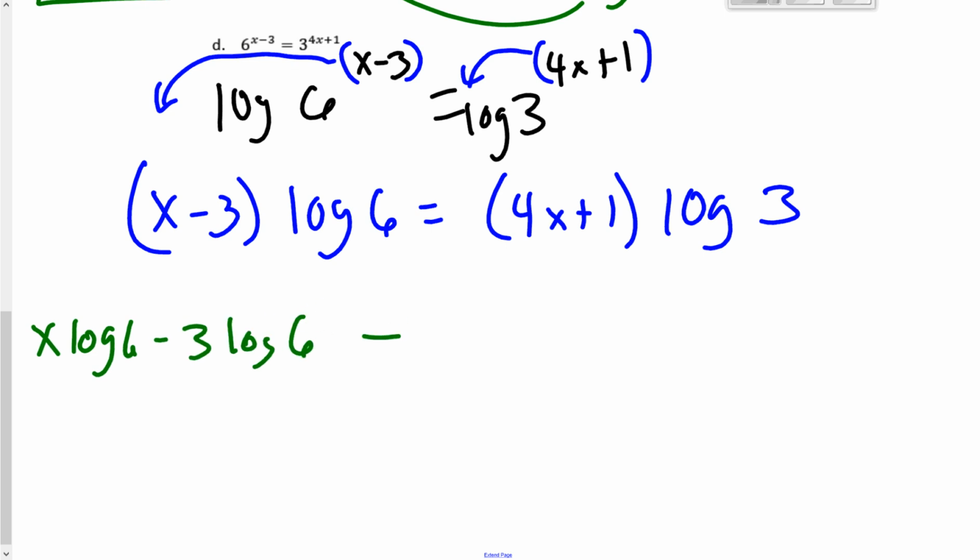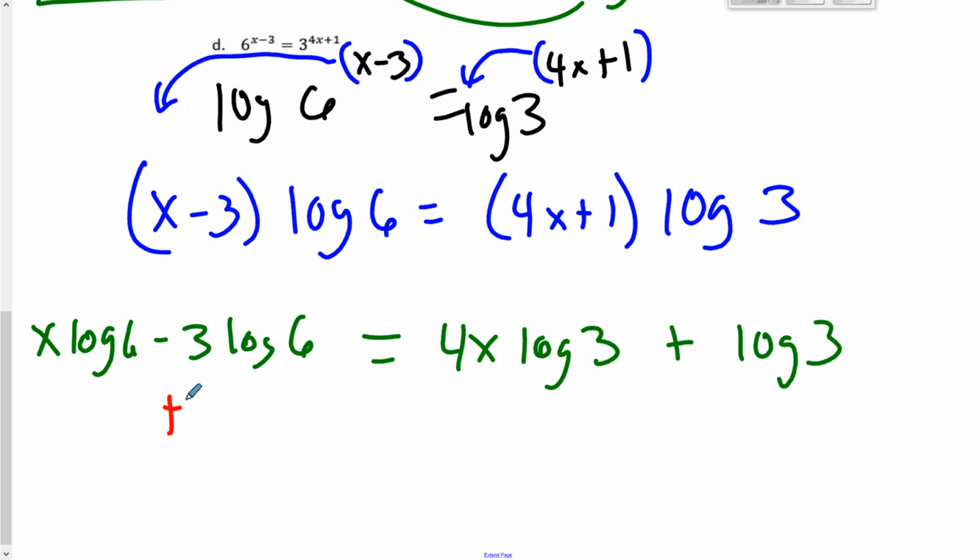Is this the same exact problem as before? No? Almost, huh? 4x log 3. The left side looks similar. I think it was a plus, though. X plus 3. Okay, distracting myself. 1 log 3. Okay, and then I want to put my x's together and put my regular numbers together. So let's add this.